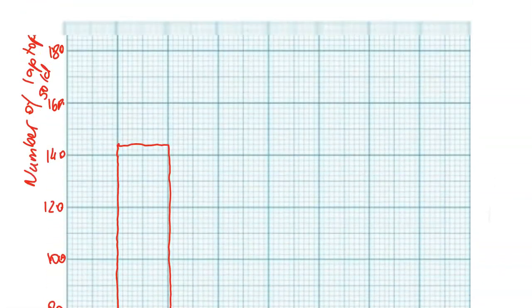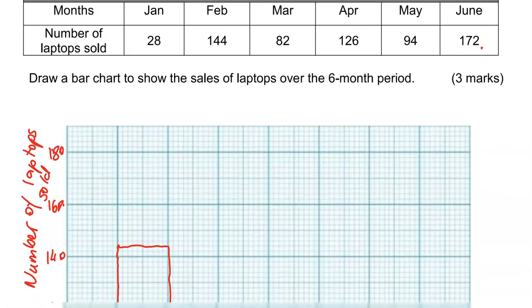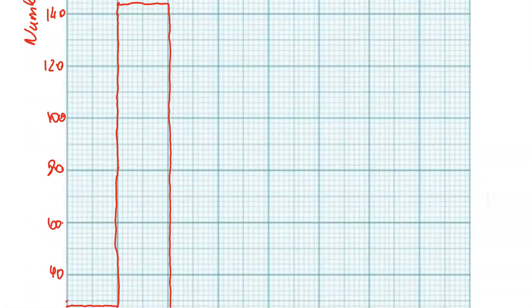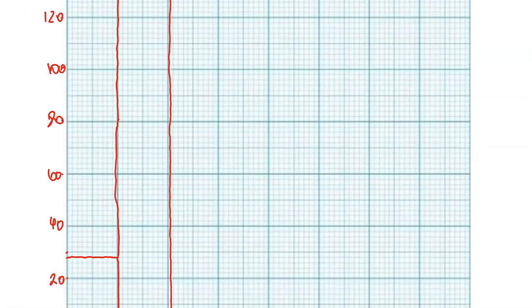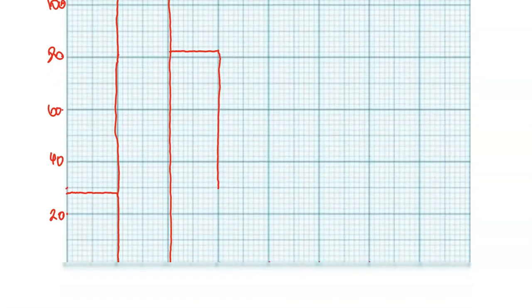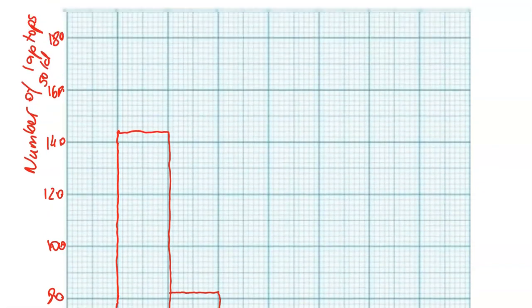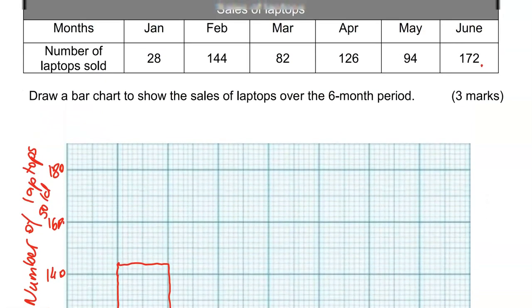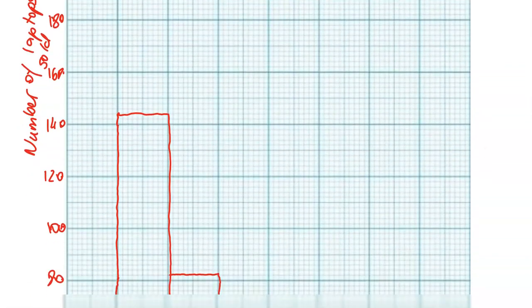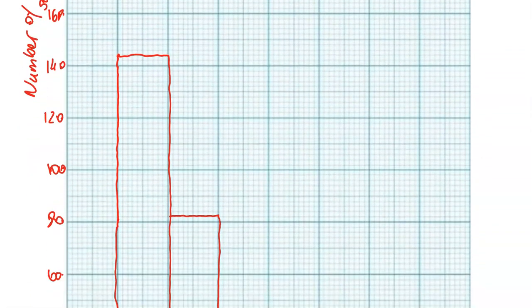For March, we've got 82. So here is 80. 82 will be just one small square above. April, that is 126. So here is 120, 22, 24, 26. So we go across like this.